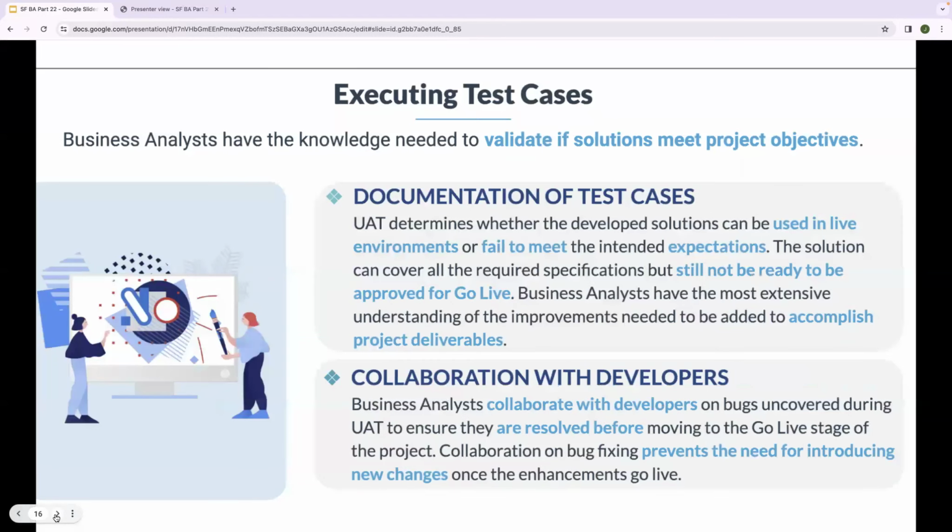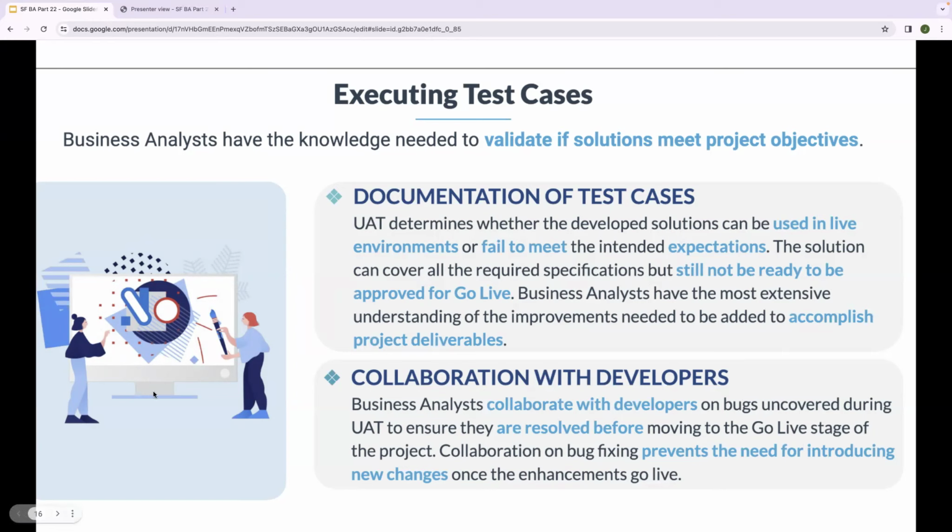Executing test cases. Business analysts have the knowledge needed to validate if solutions meet project objectives. Documentation of test cases. UAT determines whether the developed solution can be used in a live environment or fails to meet the intended expectations. The solution can cover all the required specifications but still not be ready to be approved to go live. Business analysts have the most extensive understanding of the improvements needed to accomplish project deliverables.